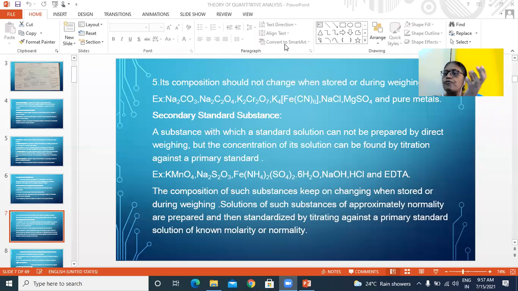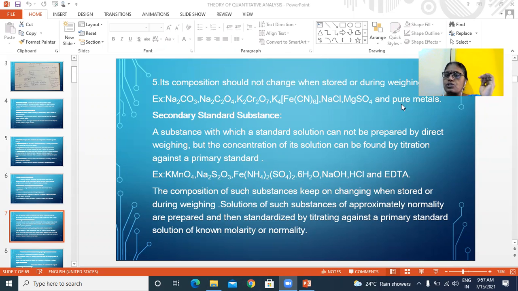So, if during weighing it doesn't have any changes, even if I store the substance for a few minutes or a few hours, it is not supposed to change its composition. That is the most important property a primary standard substance must have. Then only is it possible to use it as a primary standard substance.